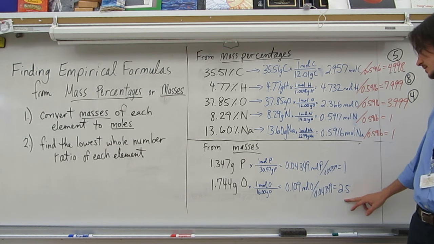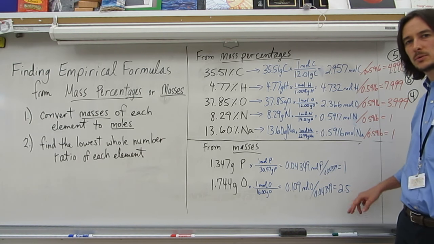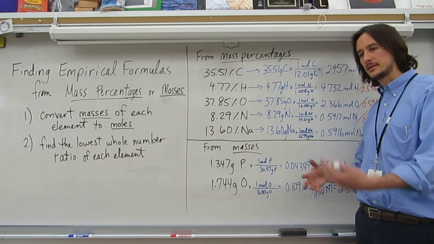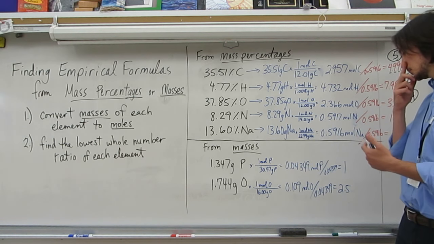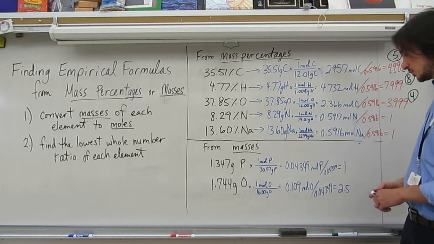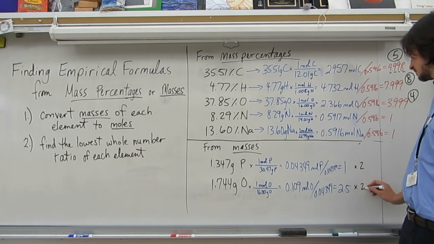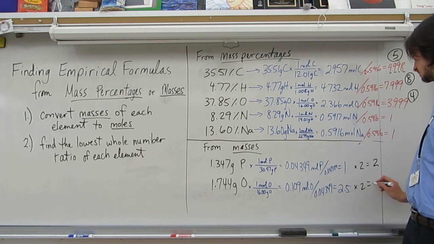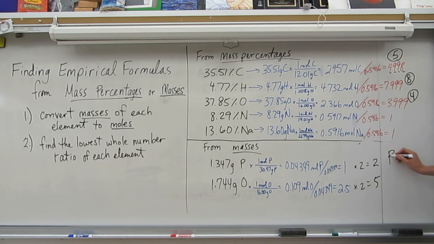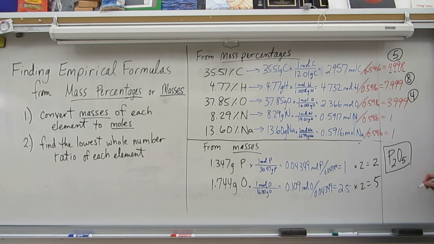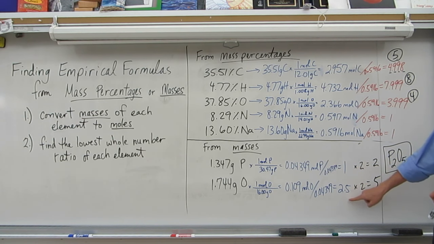You'll notice that's not a whole number. So what we need to do now is scale it up. How would we make this 2.5 into a whole number? Well, we double it. So we double both, and we get 2 to 5. We should come up with an empirical formula of P2O5. All right, so this is our lowest whole number ratio. We don't want to put a decimal.